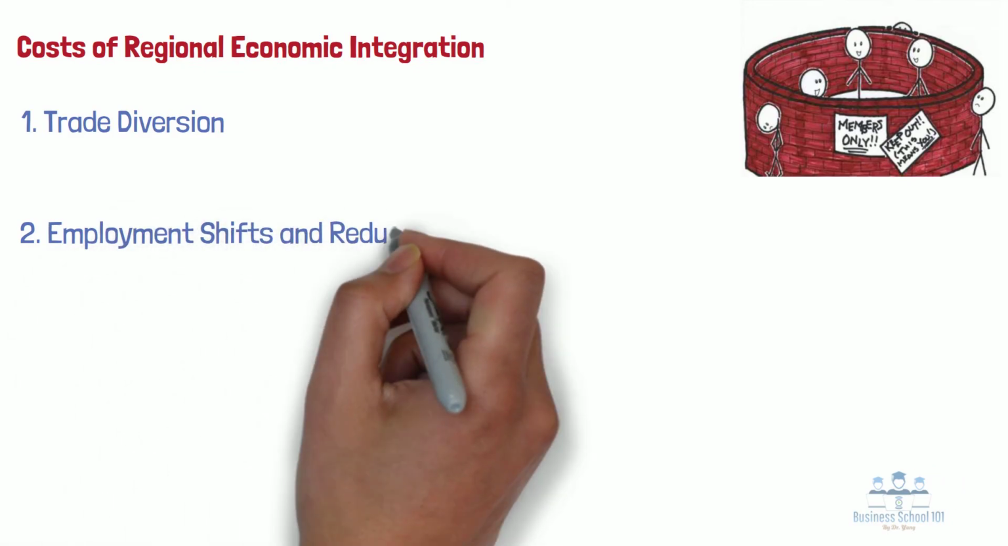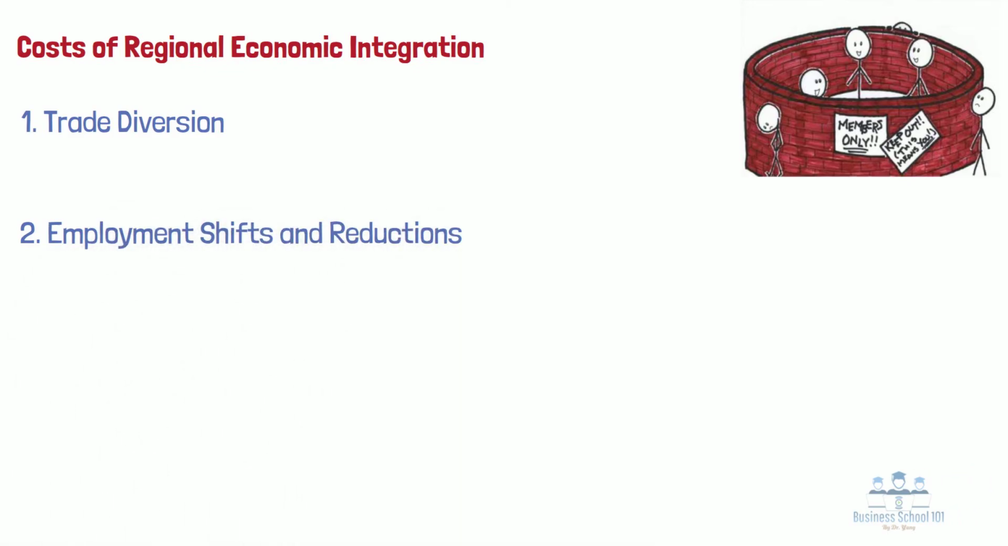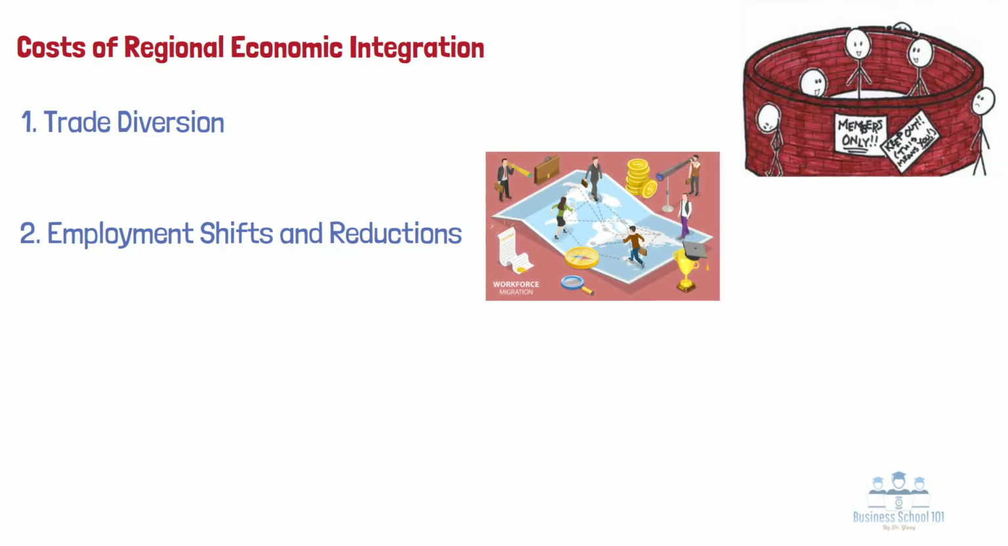Second, employment shifts and reductions. Nations may move production to cheaper labor markets in member countries. Similarly, workers may move to gain access to better jobs and wages. Sudden shifts in employment can put a strain on the resources of member countries.